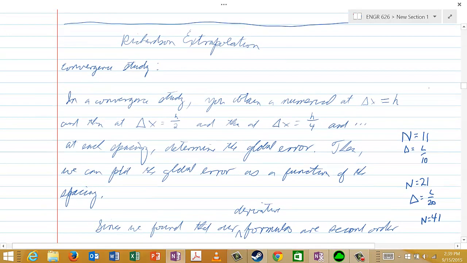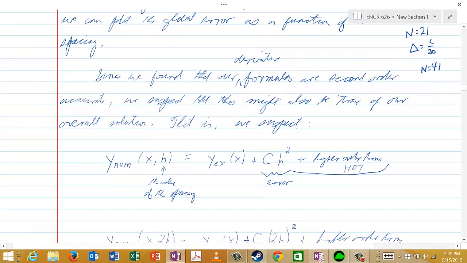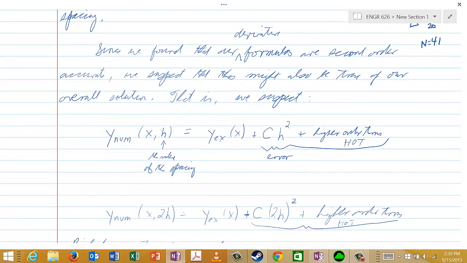So here, scrolling back in the lecture notes, we have Richardson Extrapolation, and we have discussed that first paragraph. And now let's go into this second paragraph. So it says, since we found that our derivative formulas are second order accurate, we expect that this might also be true of our overall solution. And so a way to put that in terms of an equation is shown right here.